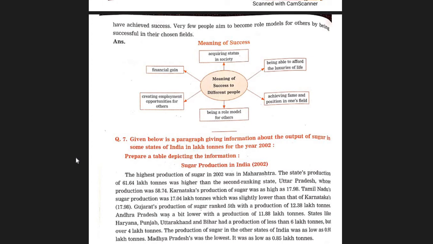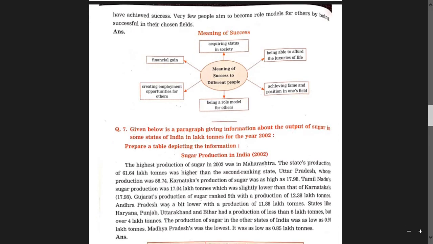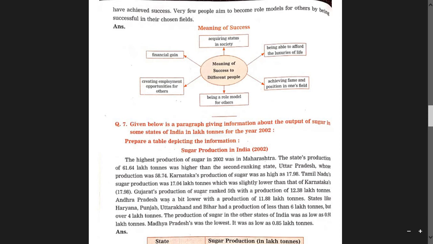So students, meaning of success to different people, like acquiring status in society, being able to afford the luxuries of life, achieving fame and position in one's field, being a role model for others, creating employment opportunities for others, and financial gain. That is what meaning of success. So it differs from person to person, and so you have presented it in the wave diagram.